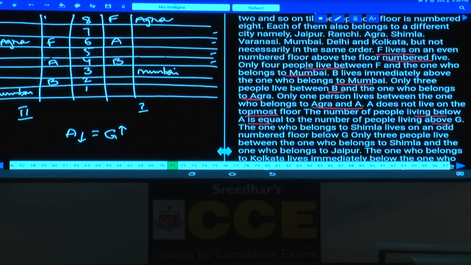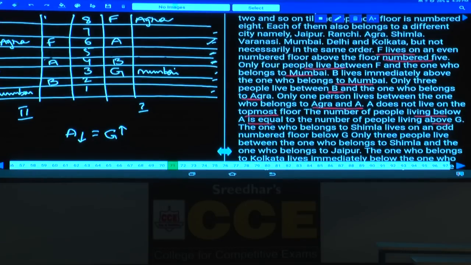Number of people in between, above this person equals to this person, number of persons to the left hand side of this person equals to the right hand side of this person, and so on. Now here, how many persons are below this A? 1, 2, 3, 4, 5. Five persons are below this A. As 5 persons are below this A, how many persons should be above this G? There must be 5 persons above this G, hence G must be on the third floor.